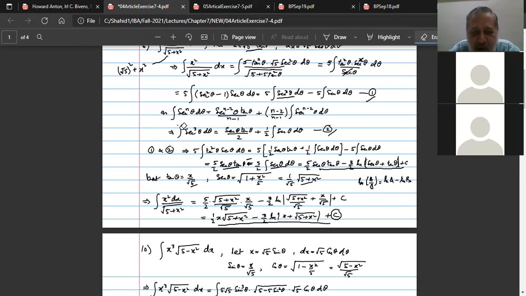Okay. 1/2 secant theta has appeared in this integral, and 5 integral secant theta was already present there. So 5/2 minus 5 have been combined, and minus 5/2 is the coefficient. And here, what we have written, this has to be 5/2.